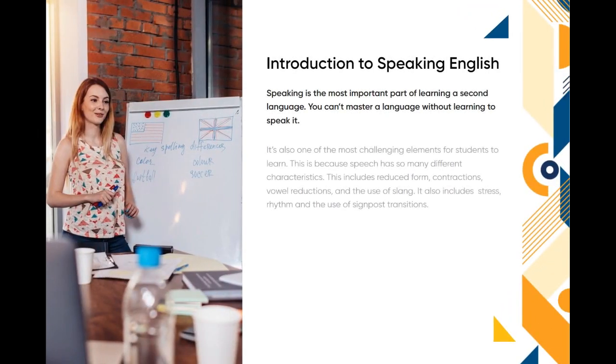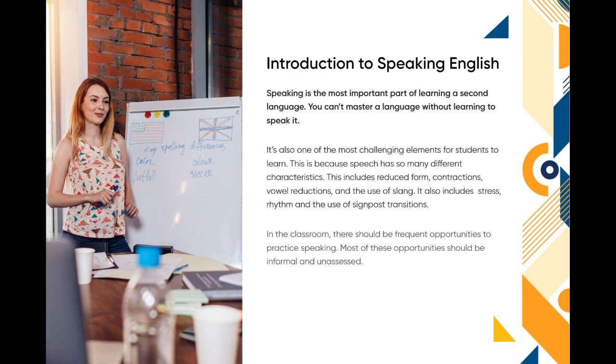Introduction to speaking English. Speaking is the most important part of learning a second language. You can't master a language without learning to speak it. It's also one of the most challenging elements for students to learn. This is because speech has so many different characteristics. This includes reduced form, contractions, vowel reductions, and the use of slang. It also includes stress, rhythm, and the use of signpost transitions.